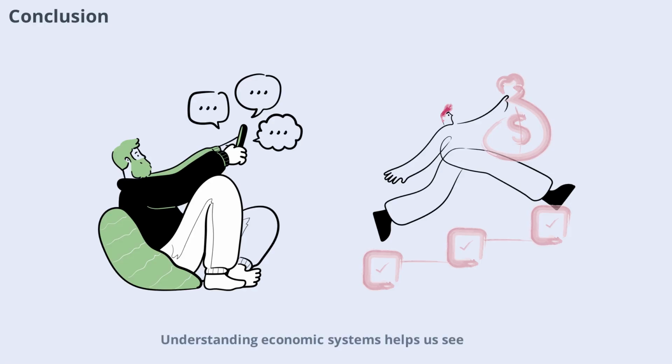Understanding economic systems helps us see how societies make choices about scarce resources. Whether through markets, government planning, or a mix of both, these systems shape our lives in countless ways. By comparing market and command economies, we gain insight into the strengths and challenges of each approach and how they affect our world.